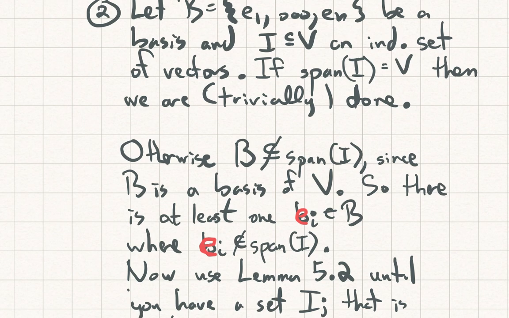So we can use lemma 5.2 again. We can just take that vector, EI, whatever it was, and add it to our original set I, and check, is that now a basis? If not, we just do that process over and over again.